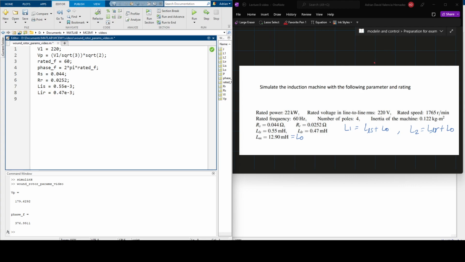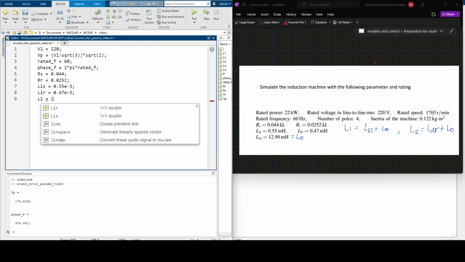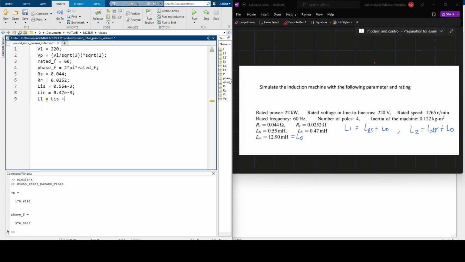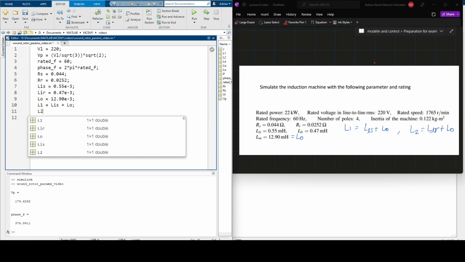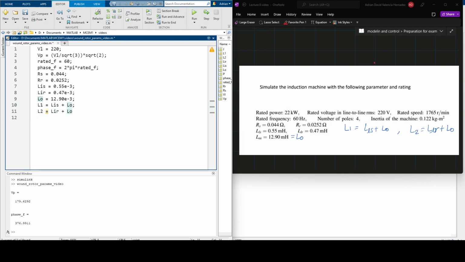And we figured out last time that L1 is equal to Lls plus L naught. First we need L naught, and L naught is 12.90 e to the minus 3. So now L2 is going to be equal to Llr plus L naught.